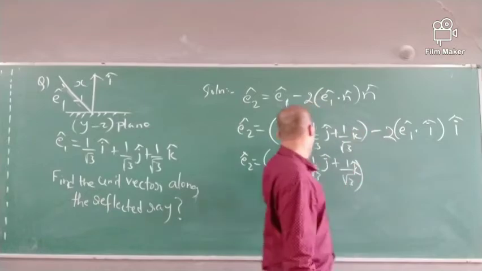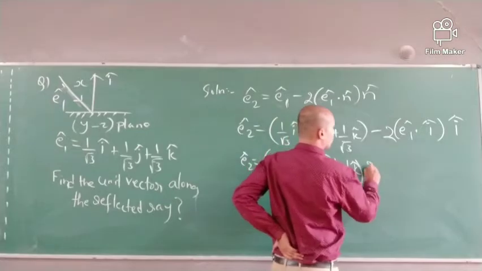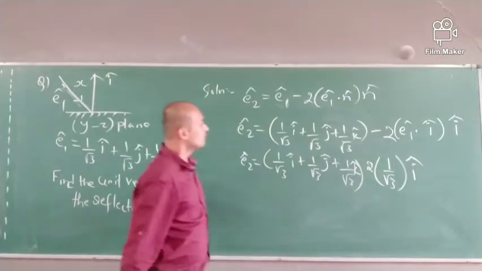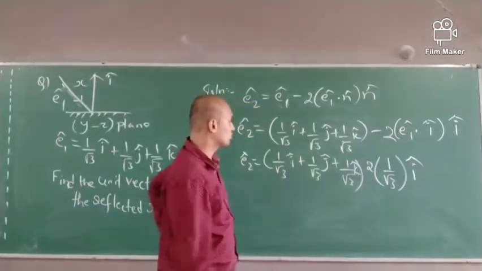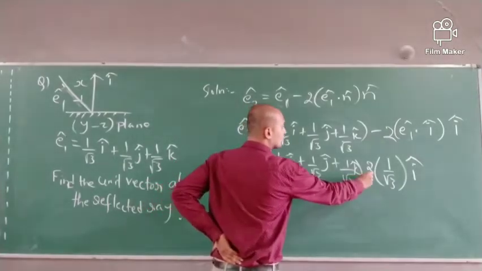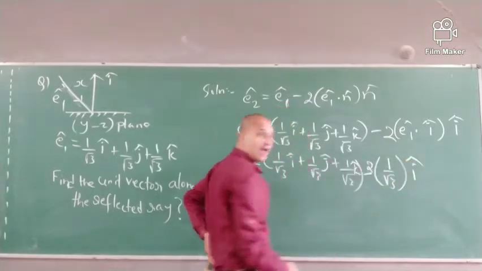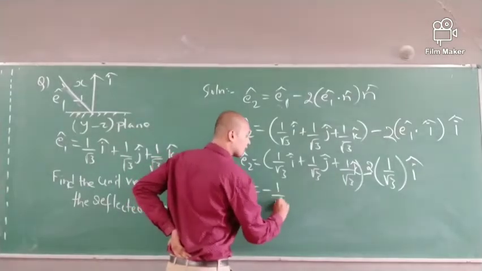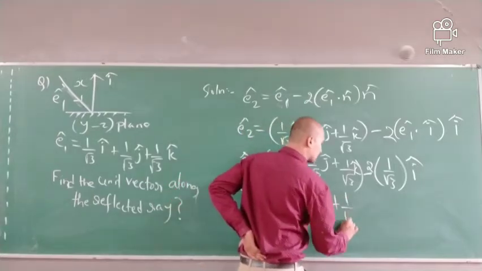This i dot i will become 1. So this will be 2 into 1 by root 3 along i cap. j dot i is 0, k dot i is 0, so those become 0. Only 1 by root 3 remains. So e2, this is with a negative sign: minus 2 by root 3 i cap plus 1 by root 3 i cap plus 1 by root 3 j cap plus 1 by root 3 k cap. What will it be? Minus 1 by root 3 i cap plus 1 by root 3 j cap plus 1 by root 3 k cap.